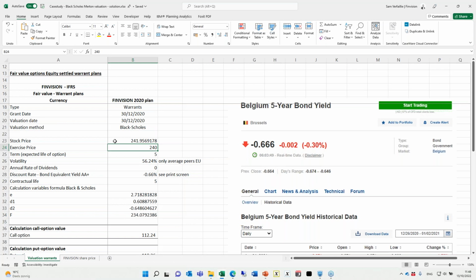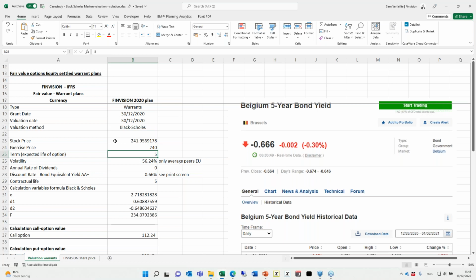That's also why you see here a little difference, 240, 241. 241 is really at 30th of December 2020. 240 is based on the average. So we have already immediately an intrinsic value of 1.9, the difference between both.